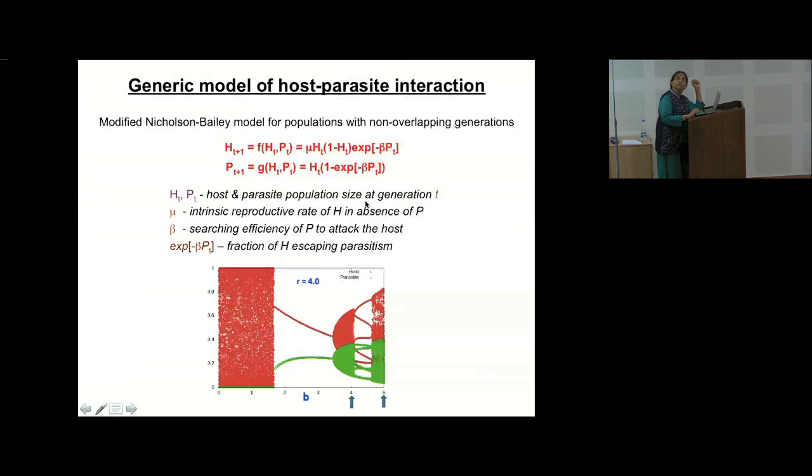So this is the host population. You can see it's discrete generation. So the host grows according to the discrete logistic equation, mu times h times (1 minus h). Mu is something like a growth rate, which I've talked about. And then this is the effect of parasitism.